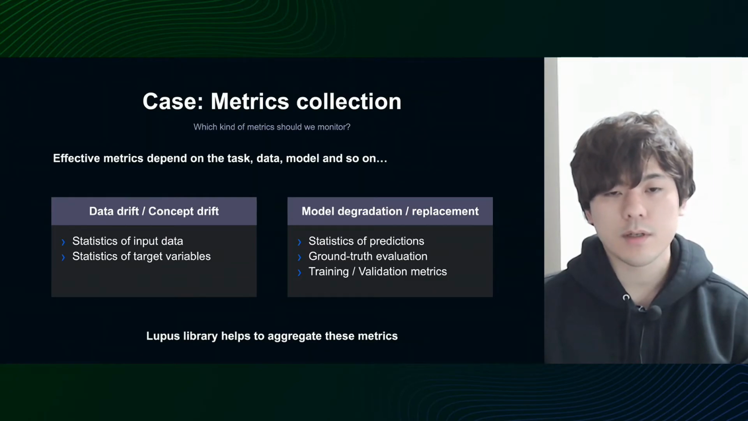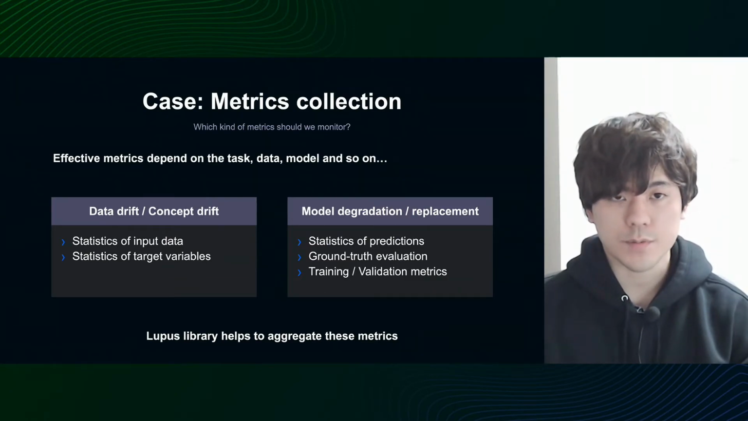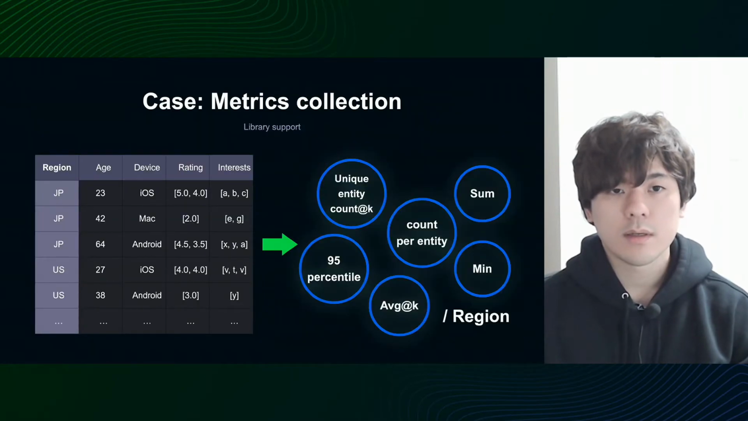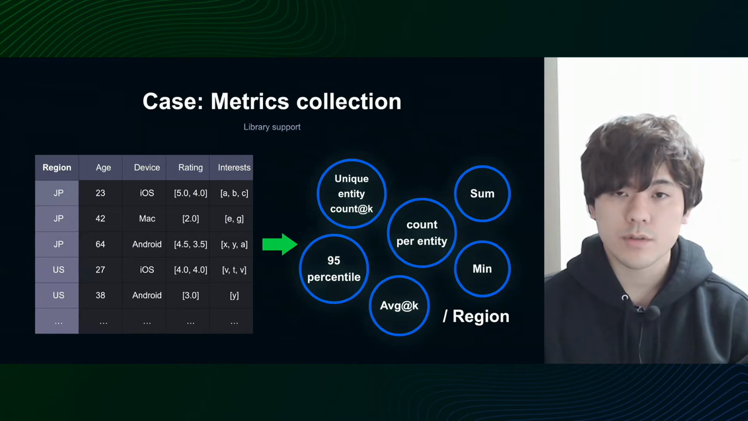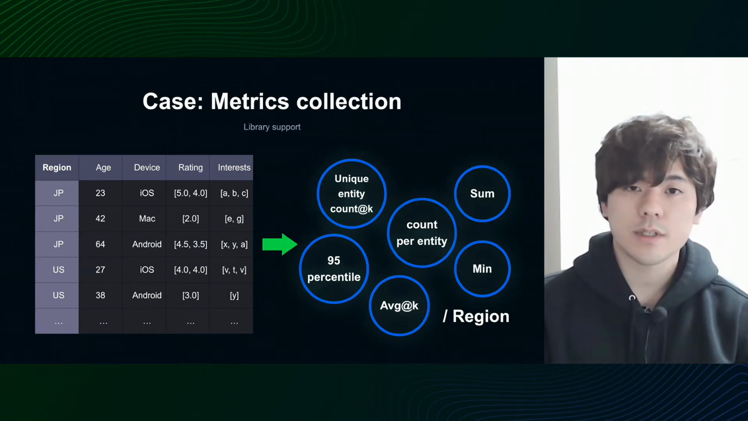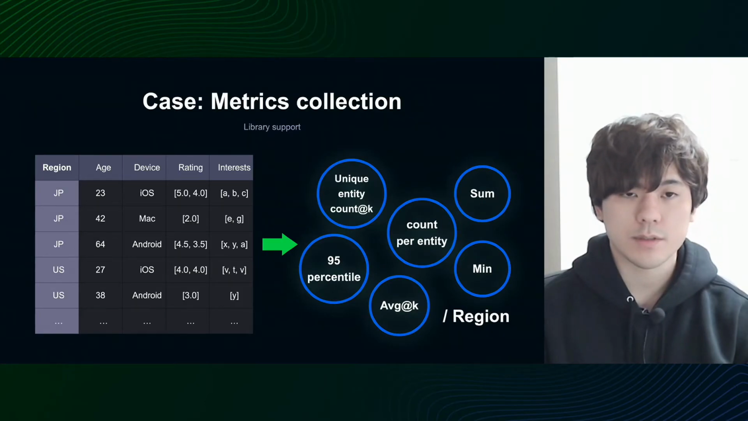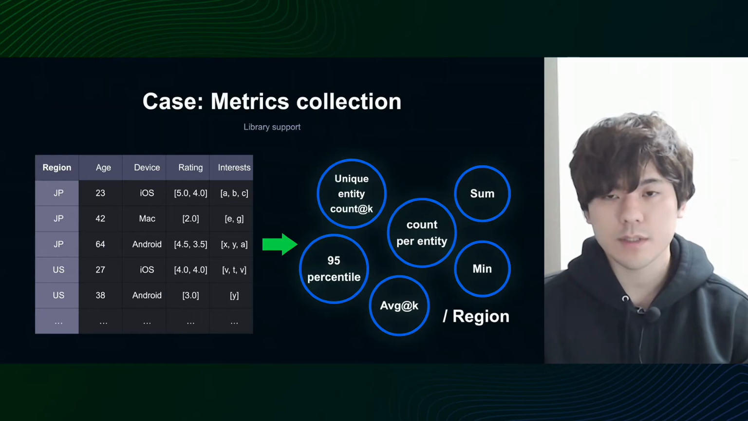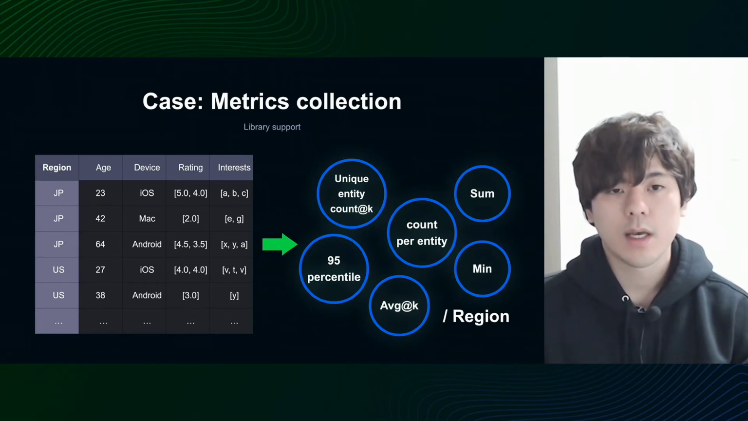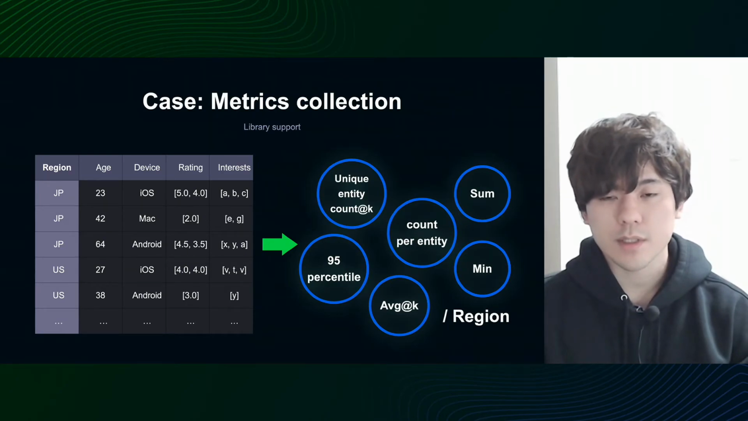The Lupus library provides support for computing statistics. Let's see some examples. Let's say you have a large amount of data and you're using PySpark for large volume distributed processing. It may be a common case that you want to collect various statistics, like the one on the right, from each column in groups like region.